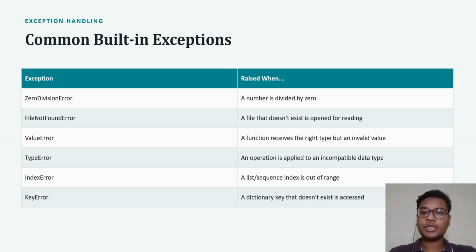ValueError is raised when a function receives the right type but an invalid value. Therefore, the ValueError occurs. TypeError: an operation is applied to an incompatible data type. Then IndexError: in a sequence, the index is out of range. That's the IndexError. And we have a KeyError, which is when a dictionary key that doesn't exist is accessed. So these are some exceptions, when they are raised, and their definitions. I hope you clearly understand all the common built-in exceptions. Okay, so now let's move forward.